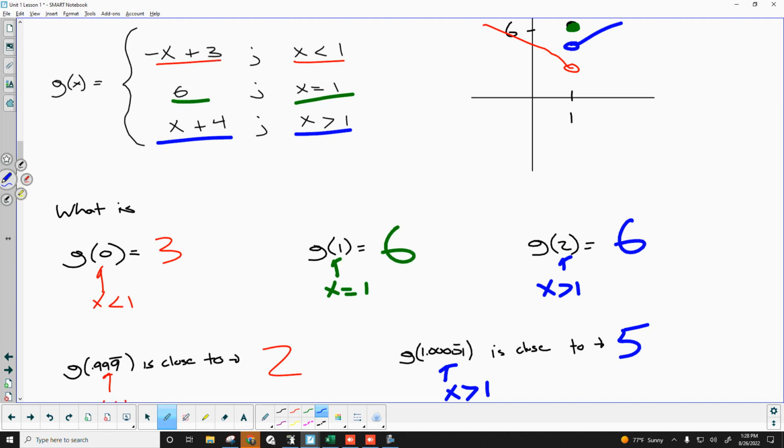So, why do I use open circles? Because the red line is going to approach 2 as I get closer to 1, and the blue line is going to approach 5 as I get closer to 1. The open circles say, hey, we're getting really, really close to the y value 2 as I get really close to 1 but a little bit less than 1. If I'm a little bit greater than 1, I'm getting really, really close to 5. All right, let's keep going.